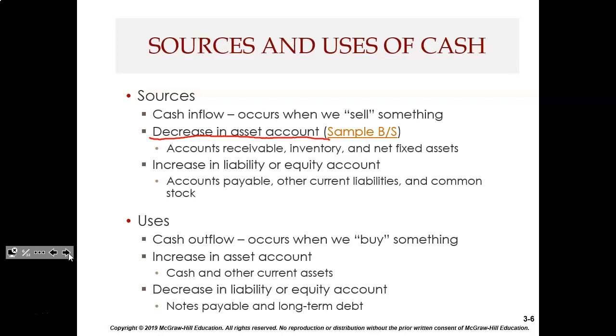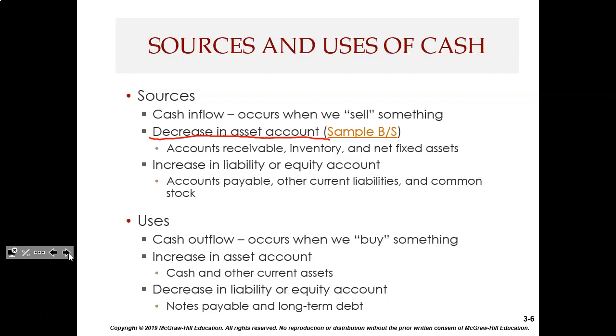Okay. Any increase in a liability account is also a source of cash. Basically, when we look at accounts payable, we purchase something, we put that on account. Basically, our supplier is loaning us money. Other current liabilities like notes payable or common stock, if we increase that liability, that means money is coming in.